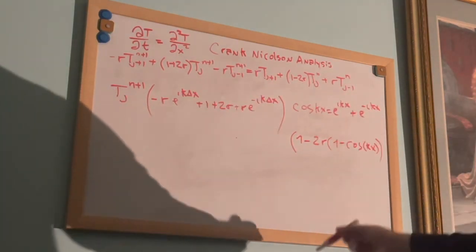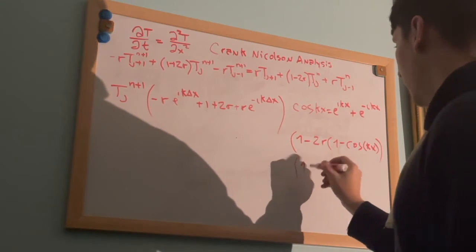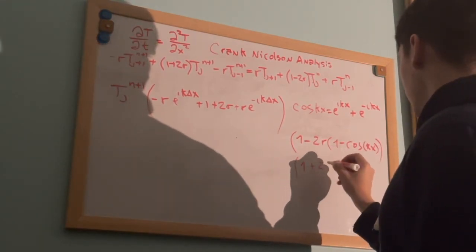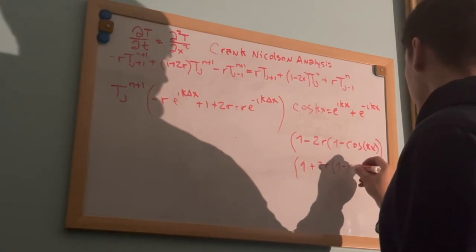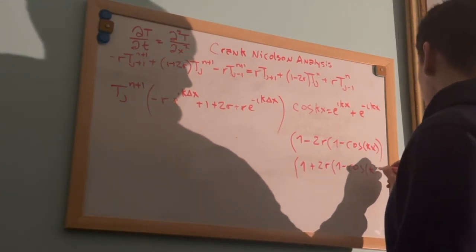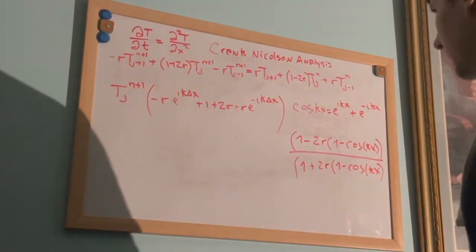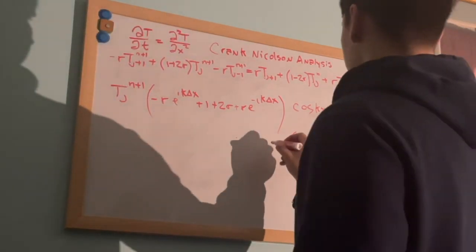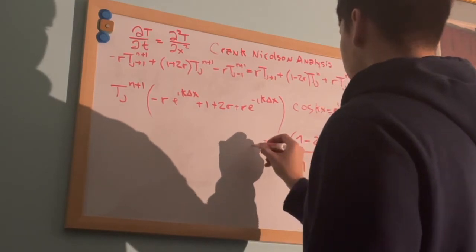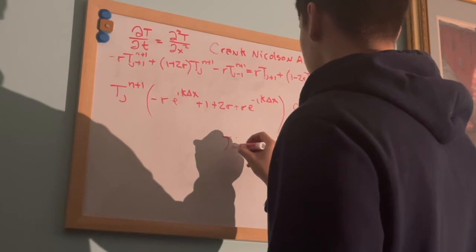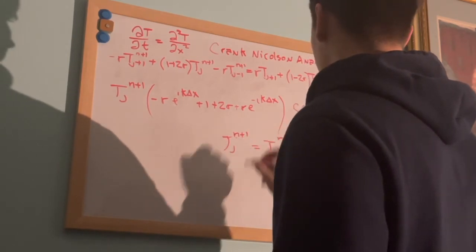If you were to do the same thing, it would be 1, and then you would have plus 2r, 1 minus cosine of kx. What would end up happening is these two would be divided. You would have your tj right here, and plus 1 right there.